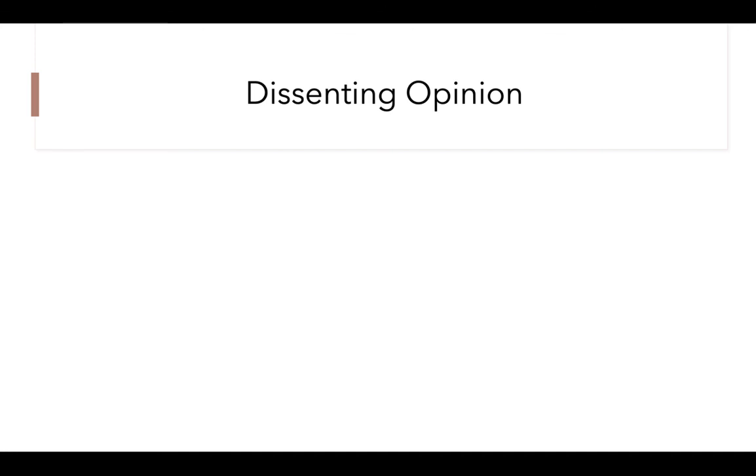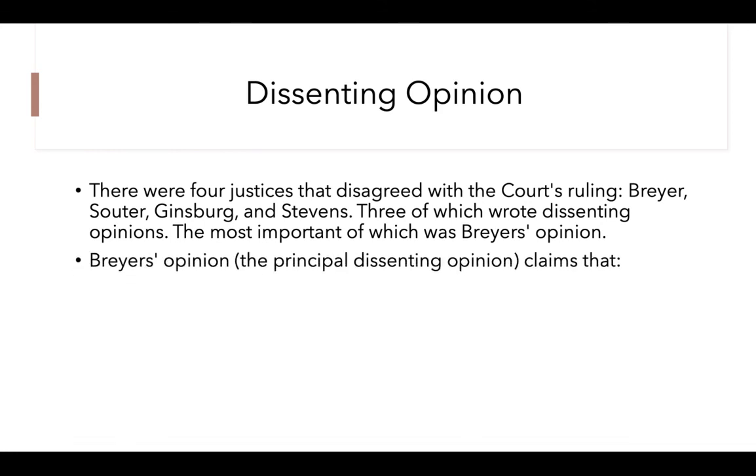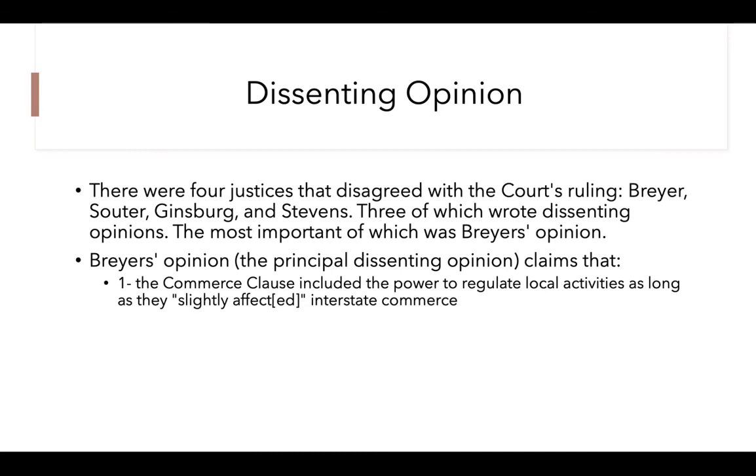But also keep in mind about the dissenting opinion, which comes from Justice Stevens, Justice Souter, Justice Ginsburg, and Justice Breyer. Now, they come together and say, three of which wrote dissenting opinions, right? And the three that wrote it were Ginsburg, Stevens, if I'm not mistaken, and Breyer. Now, the most important of which was Breyer's. And Breyer's opinion specifically stated that the principle of the dissenting opinions claims that one, the Commerce Clause included the power to regulate local activities, as long as they slightly affected interstate commerce.